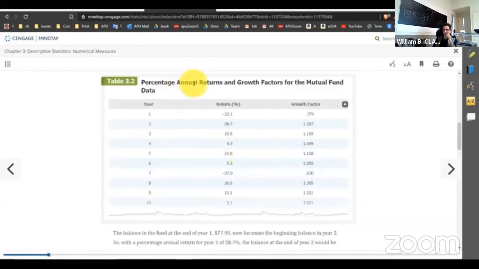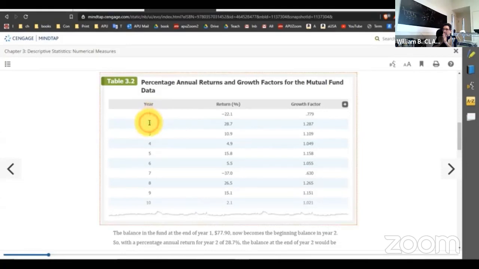So let's look at this. Percentage annual returns and growth factors for mutual fund data. So a mutual fund is an investment you can make in the stock market. And then each year the value of the mutual fund has either increased or decreased or could have stayed the same. So we can talk about the return of the mutual fund. So if it decreases, then the return is negative. And if it increases, the return is positive. So here we have a series of years. This is at the end of the first year, at the end of the second year, and so on.